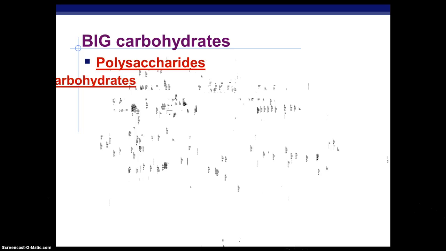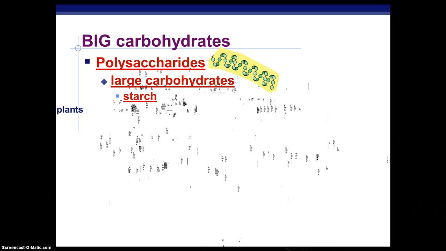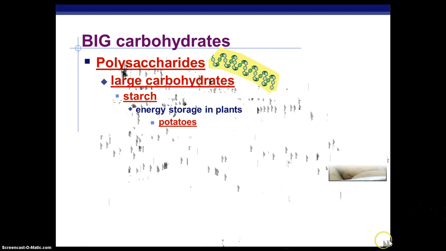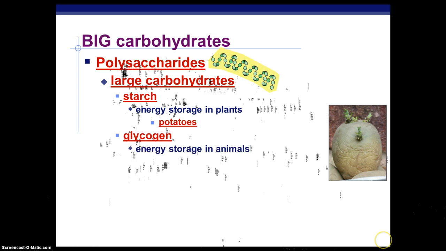Then we have really big carbohydrates called polysaccharides. The prefix poly means many. So this is many sugars put together to make really long chains. The two examples of large carbohydrates, there's starch.